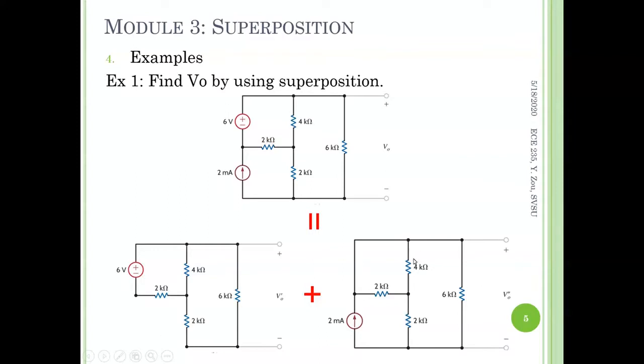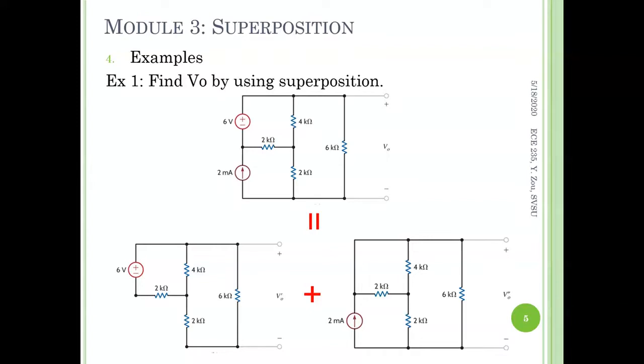Similarly, in the second circuit, we keep only the 2 milliampere current source and make the voltage source 6 volts 0. How to make that happen? Short it. That's why this portion looks like this. Okay, this is the first step. You need to split the original circuit into multiple easier circuits with only one independent source.